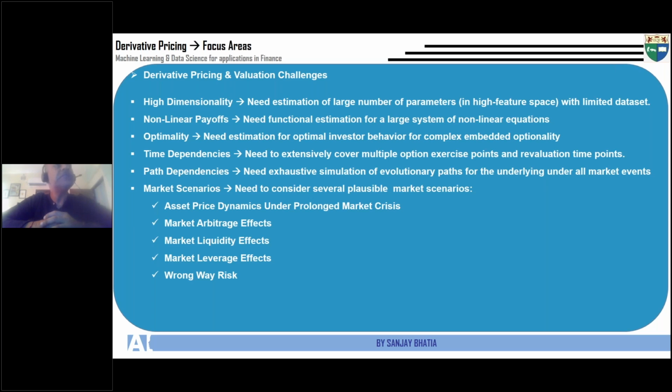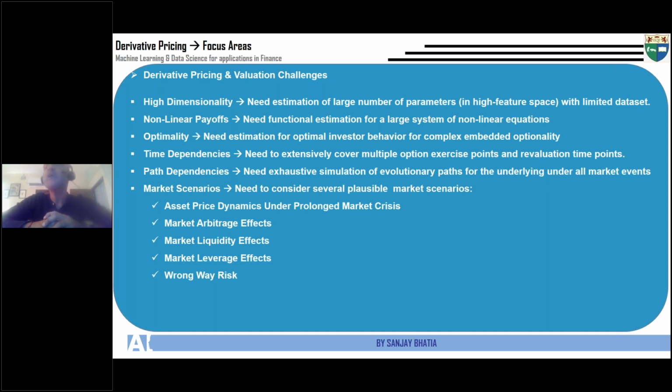right? Specifically those complex derivatives where there are several embedded optionalities for them to exercise at different points, maybe based on different barriers or thresholds, right? So based on these multiple conditions within the derivative instrument, what are the open choices for a rational or optimal investor to optimally exercise the option?